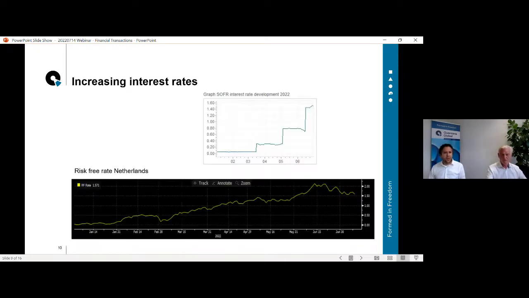What I can show you in the next slide, just as a brief example, is increasing interest rates. For example, the SOFR, the Secured Overnight Financing Rate, which is used as a reference rate in the US, and also the risk-free rate in the Netherlands have almost increased by 2% during this year. So you can imagine that if you perform an economic analysis based on data of 2021, you will get a different picture than when you use data of 2022. That's something to consider.